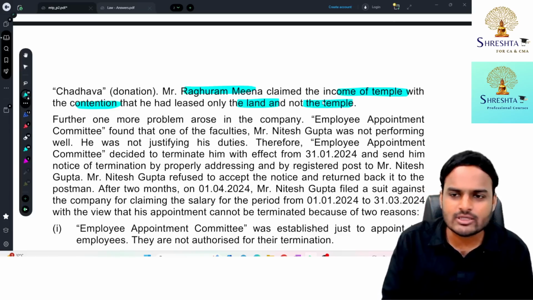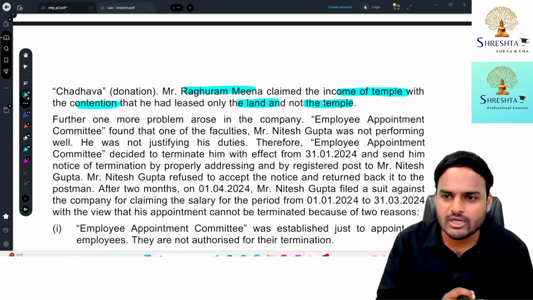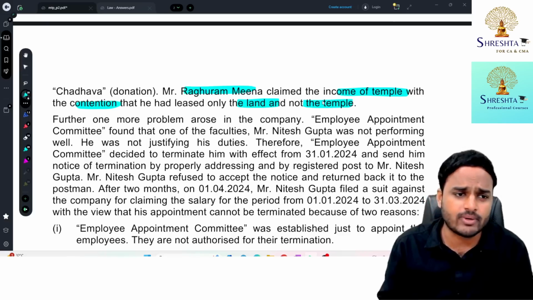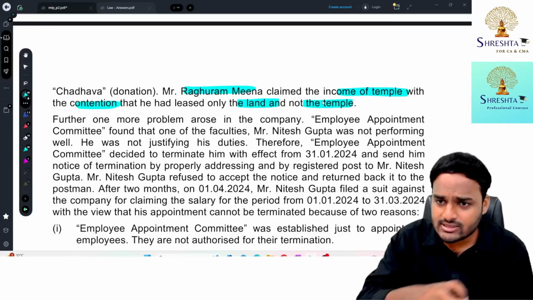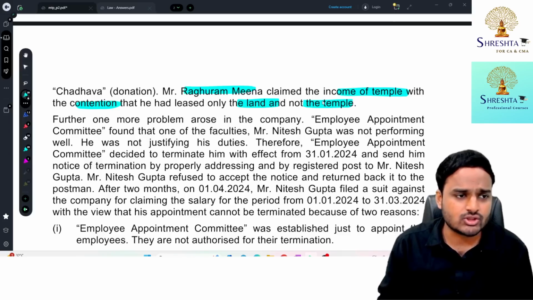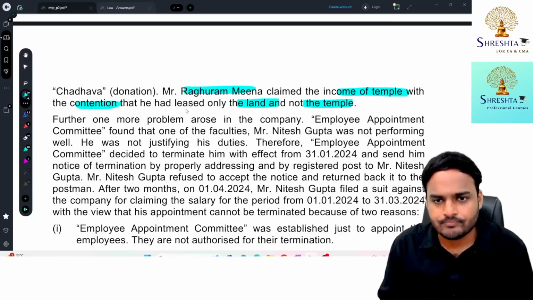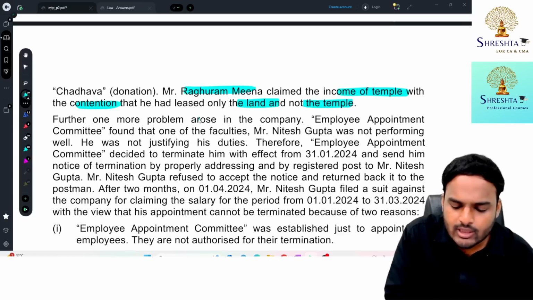Are you all getting my point, students? Everyone, buildings, temples, all the things attached to the land become immovable property. You can lease immovable property. You can lease entire immovable property. Understood? Now the claim of Raghuram is actually not tenable. Let's see. Further, one more problem arose in the company.